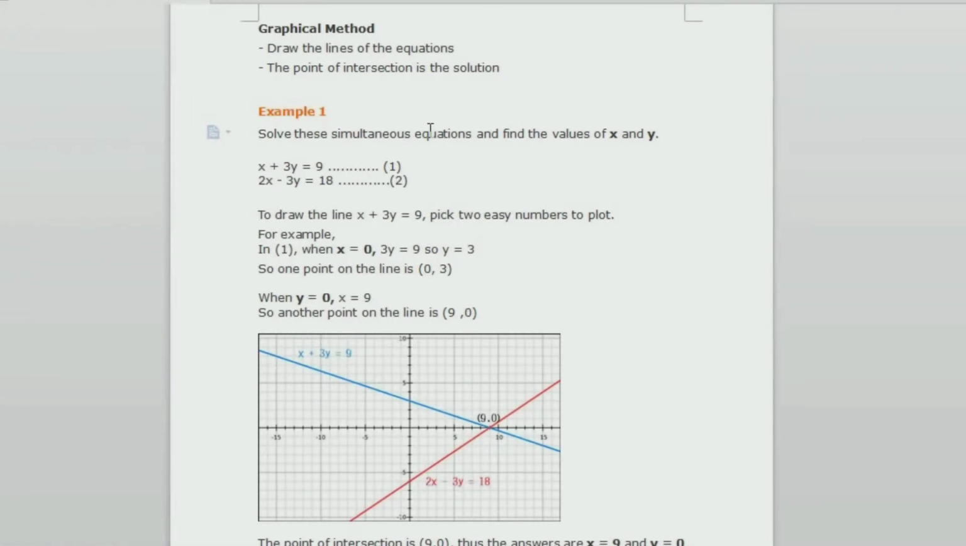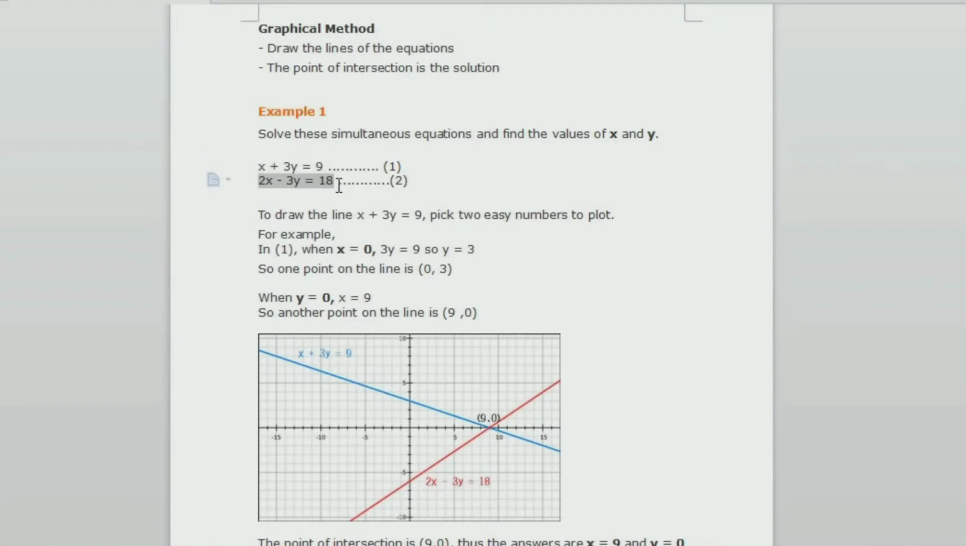The first method I'm going to show you is the graphical method. In the graphical method, first draw the lines of the equations and then find the point of intersection, which is the solution. For example, solve these simultaneous equations here. First equation, x plus 3y equals 9. Second equation, 2x minus 3y equals 18.